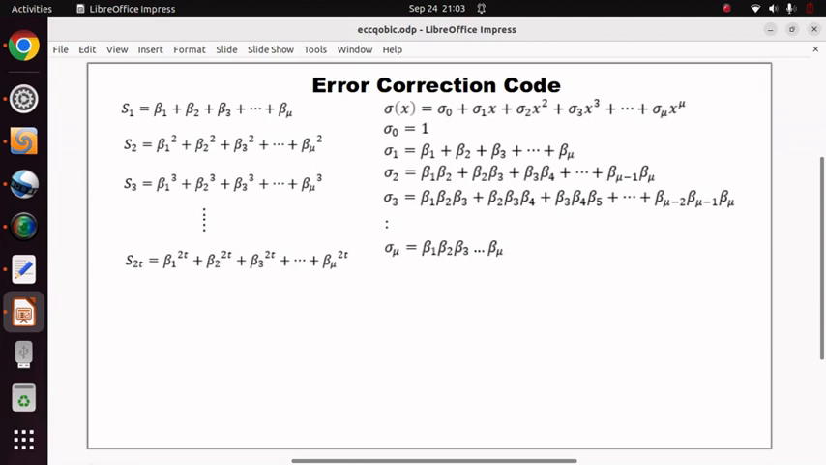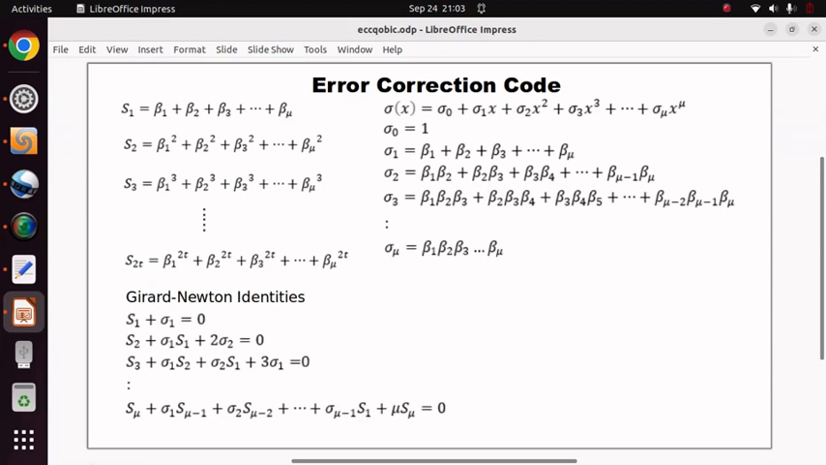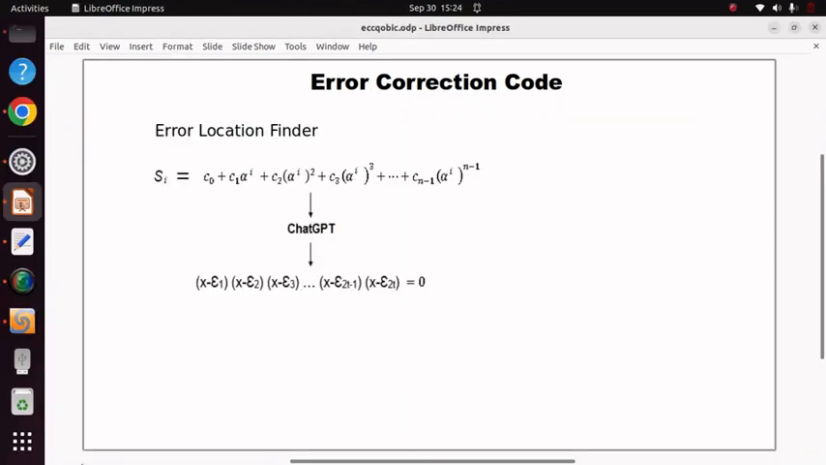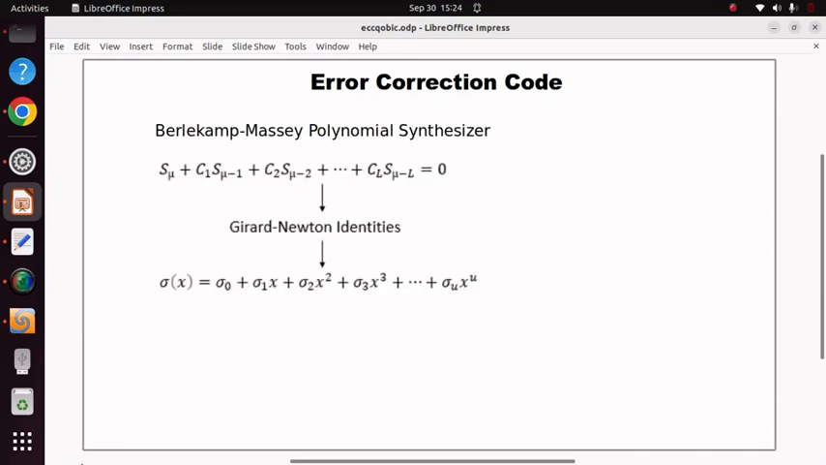Transforming syndromes into the error location polynomial is done using Girard-Newton identities. Instead of finding the error roots directly, the algorithm constructs the error location polynomial first. Once the error location polynomial is found, the error locations are just the roots of the polynomial.